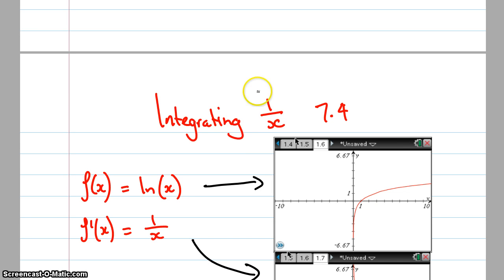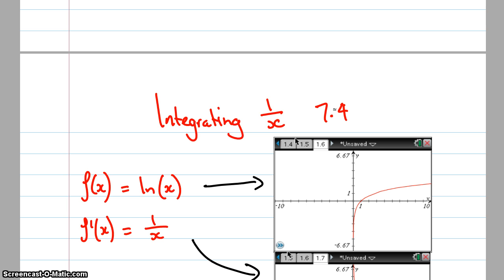In this video we're going to look at integrating 1 on x. Now we've seen this, I think I showed you this back in video 1, but I didn't really explain it or explore it a lot, but in this video that's what we're going to do. And this is 7.4 from your textbook. Again, I'm going to use differentiation to help us to understand.